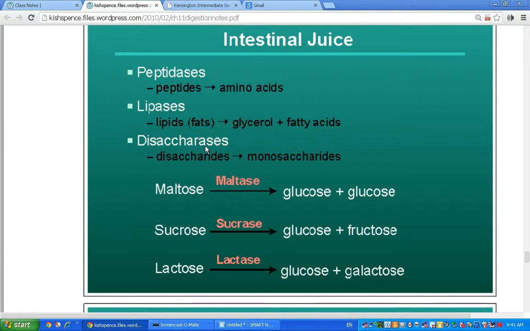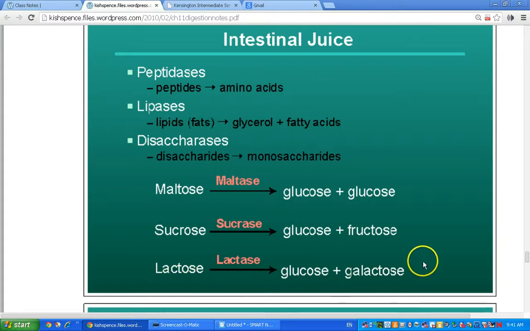Now we have disaccharases too. So the disaccharases include maltase, sucrase, and lactase, and they act on disaccharides to give you monosaccharides. So I expect you to be able to tell me it breaks down disaccharides, which kind of is implied from the name of the enzyme, into monosaccharides. 2 sugar units into 1 sugar units. If I said, what enzyme acts on maltose, you should be able to tell me just by changing the O to an A. So maltase acts on maltose, sucrase acts on sucrose, and lactase acts on lactose.